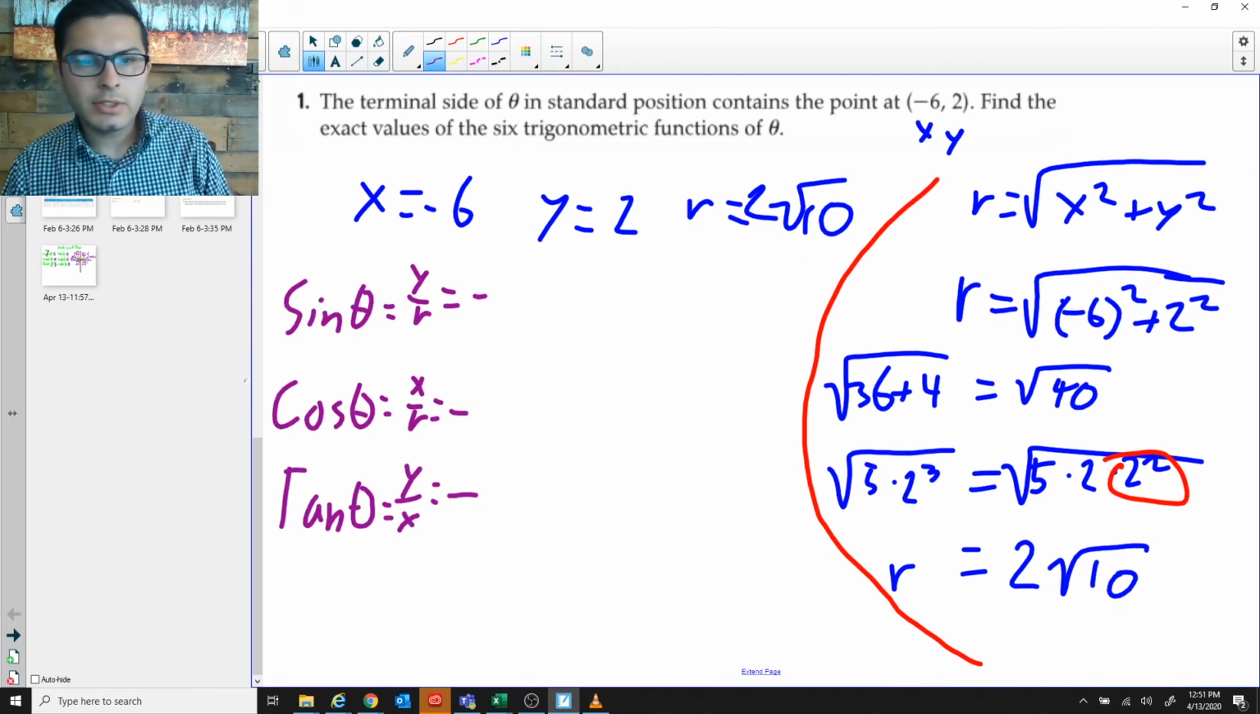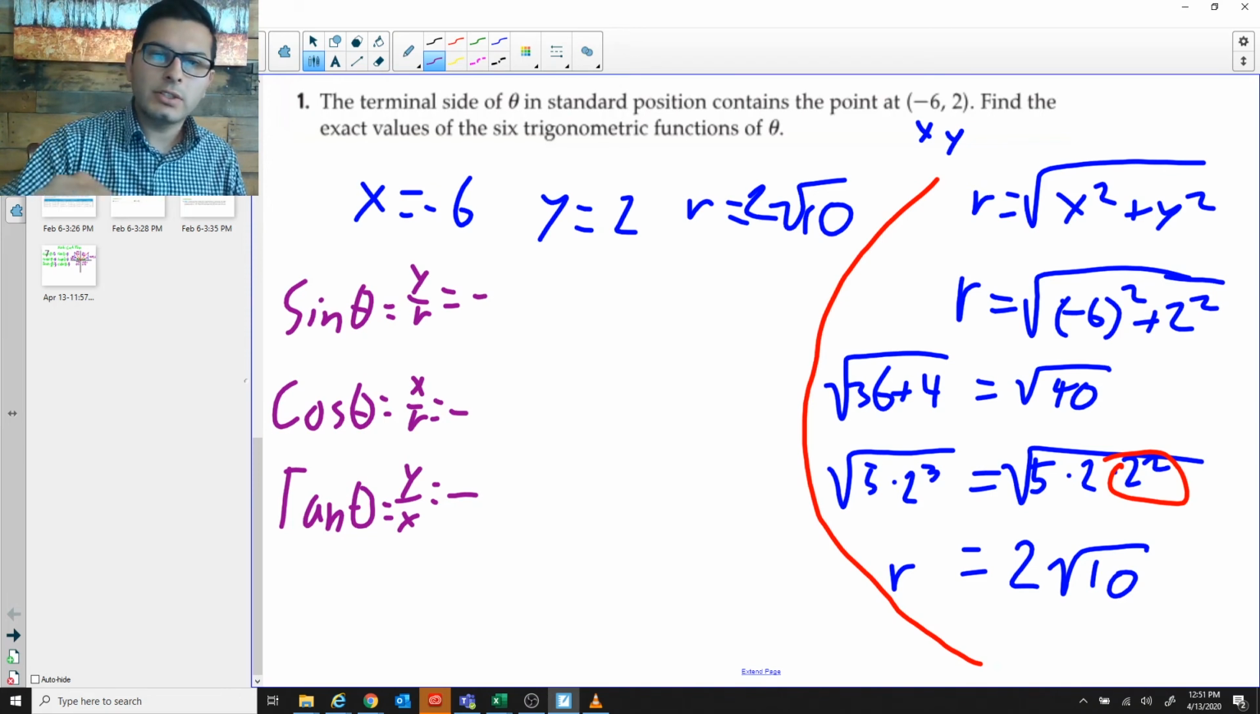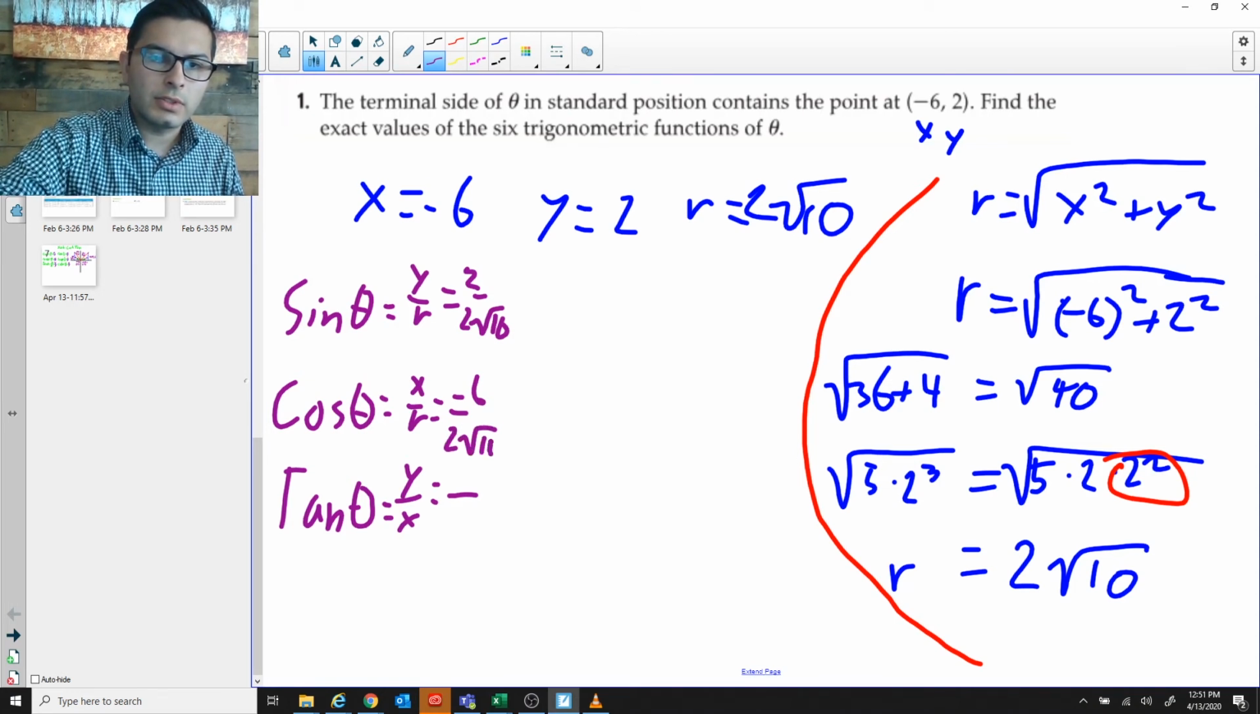So here we first have our sine, cosine, and tangent. Y is going to be 2. Our r will be 2 square roots of 10. X is going to be -6. R again is going to be 2 square roots of 10. Y is going to be 2. X is going to be -6.